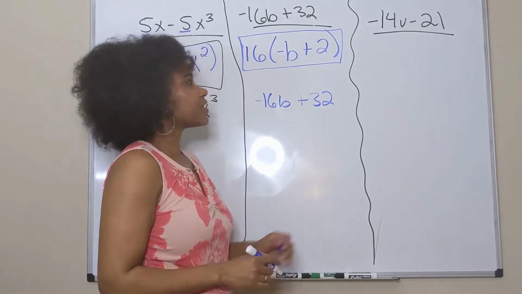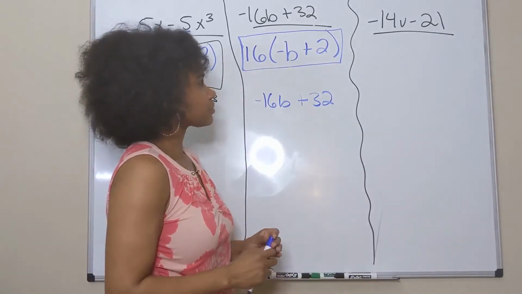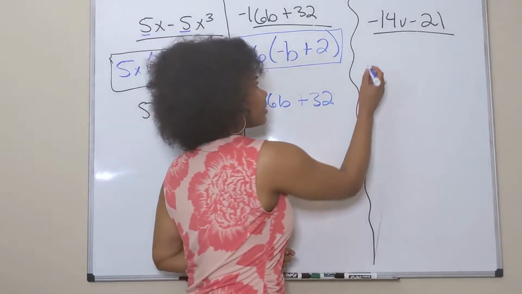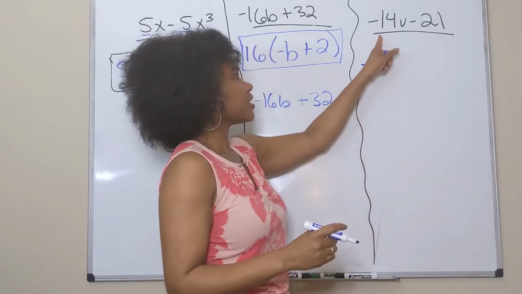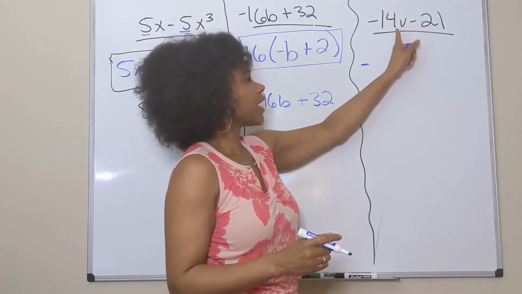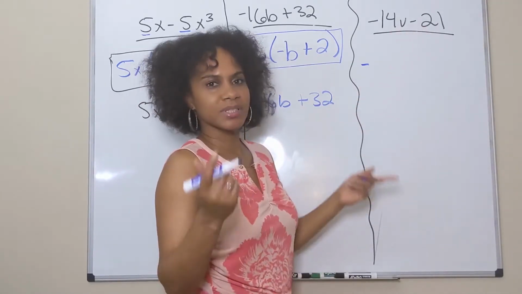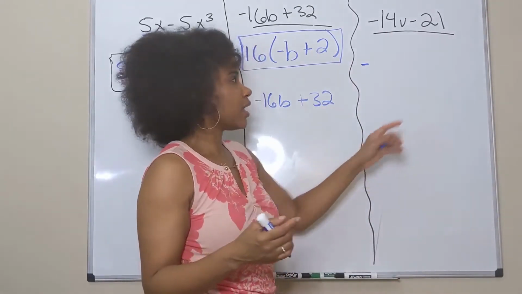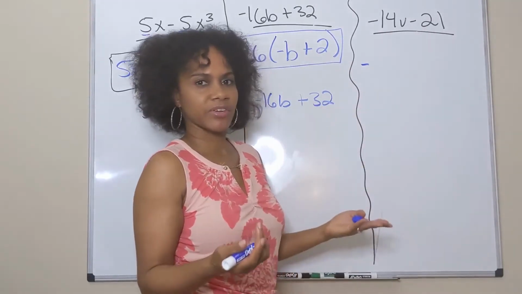All right, so let's try this last one here. Since both of these are negative, I'm going to factor out a negative. I have 14 and 21. The greatest common factor between the two would be 7, because 14 divided by 7 will give me a 2, and 21 divided by 7 will give me a 3.